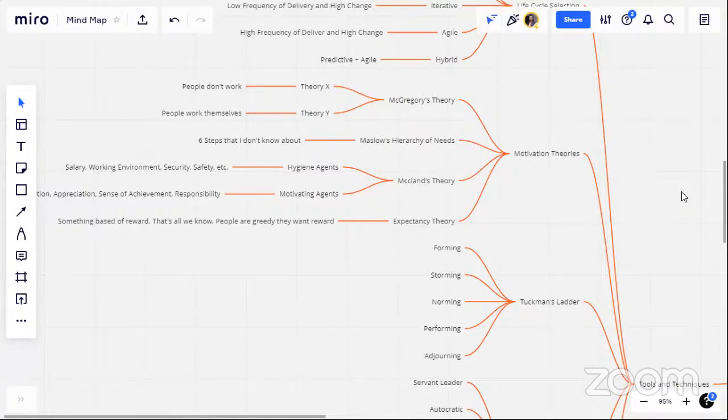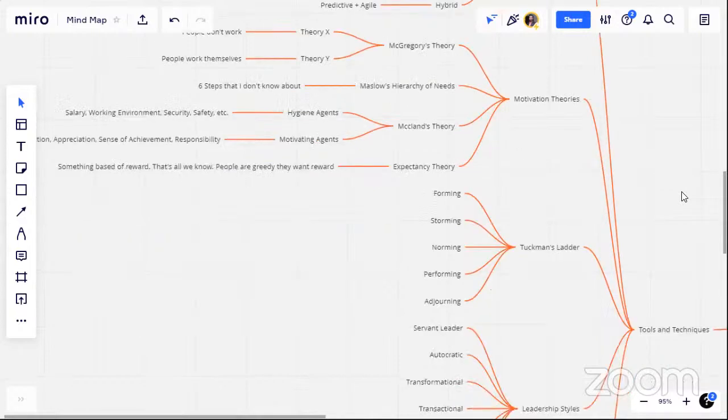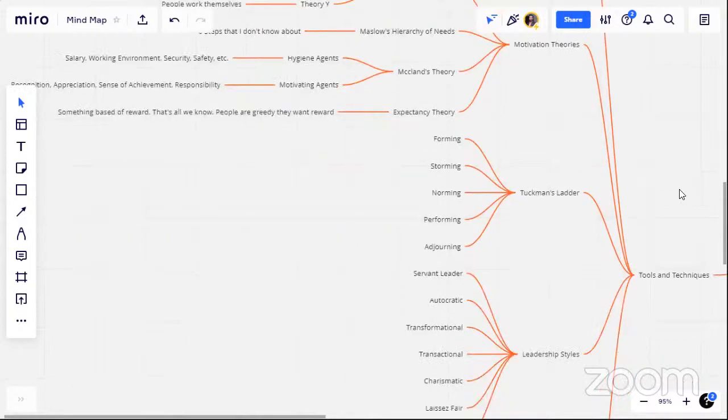And also expectancy theory. Then there's the Tuckman ladder for team development: forming, where they don't know each other. After going through different communication, there is storming, where conflict can arise, and then norming, with better understanding, where the team can work stronger. Later they go towards the performing stage, and then the adjourning stage, where the team becomes strong and ready for the next project.